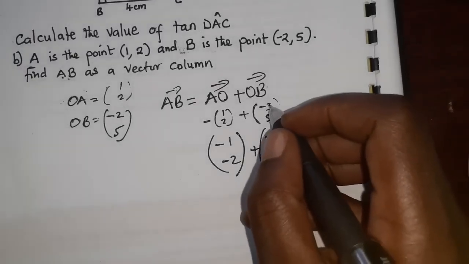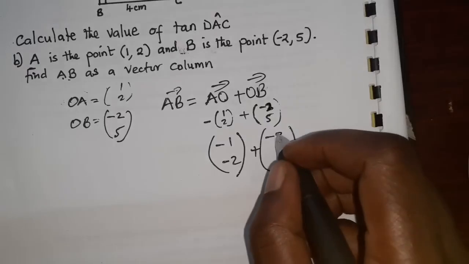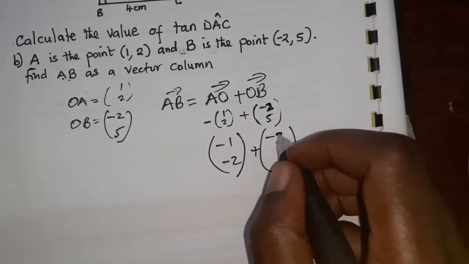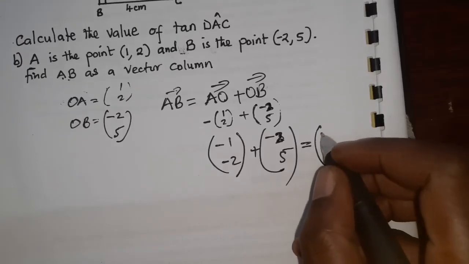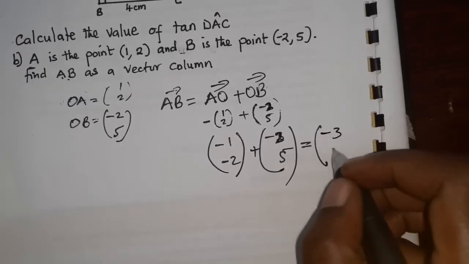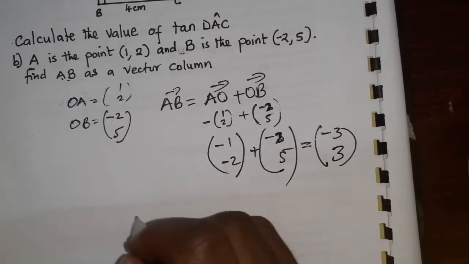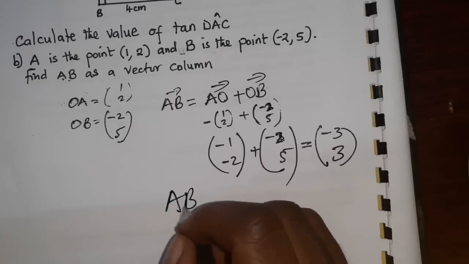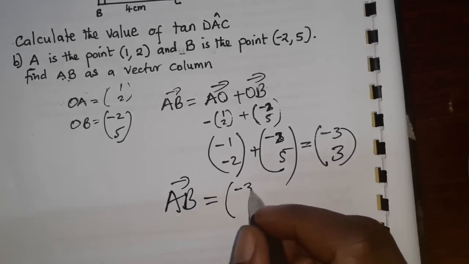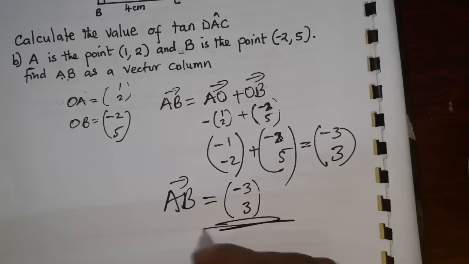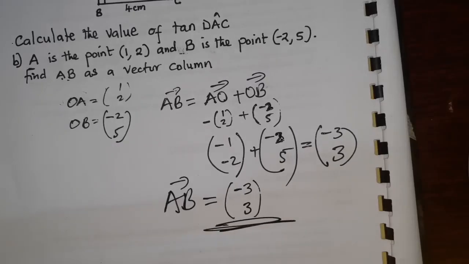Sorry, this is -2, not -3, -2 here. Okay, so when you simplify this now, what do you get? You're going to get -3, here you will get 3. So AB is equal to (-3, 3). This is what is going to be our answer. Okay?